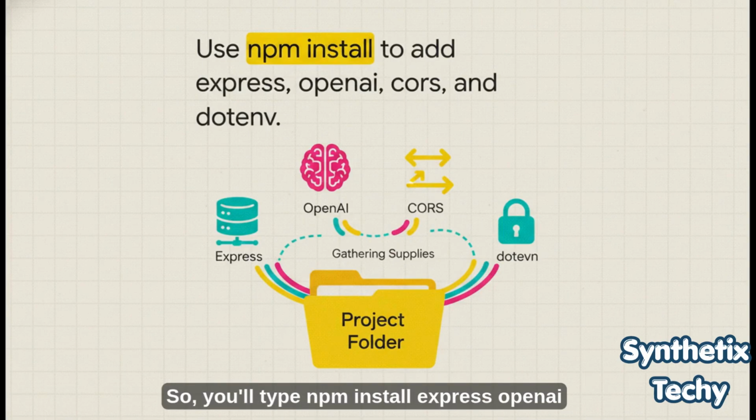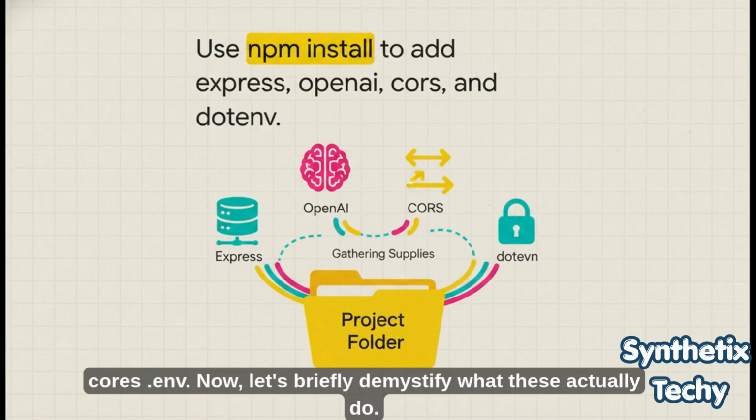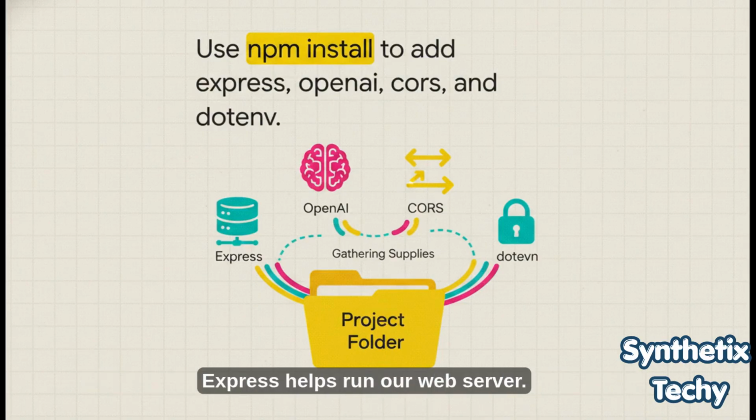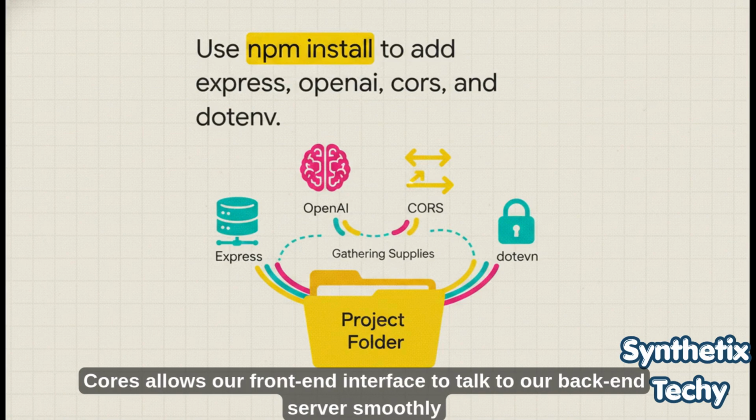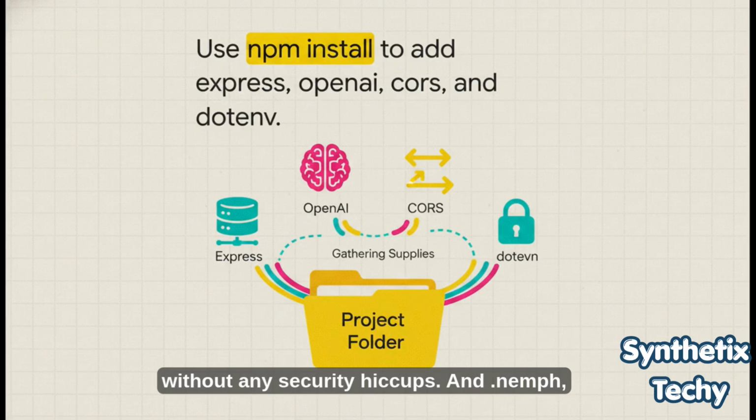So you'll type npm install express openai cors dotenv. Now let's briefly demystify what these actually do. Express helps run our web server. OpenAI, well, that's the official package connecting us to the AI itself. CORS allows our front-end interface to talk to our back-end server smoothly without any security hiccups.